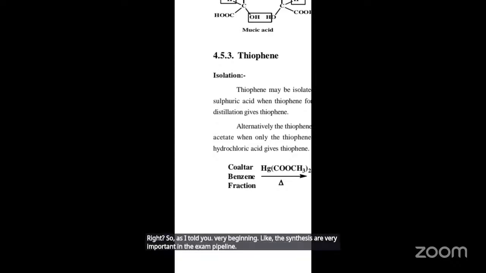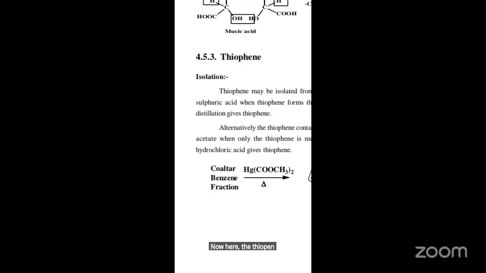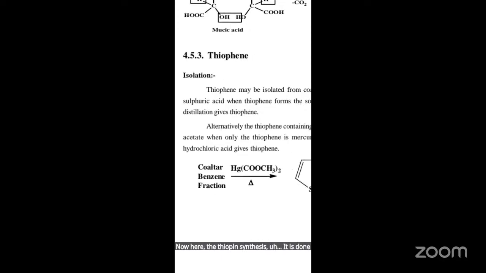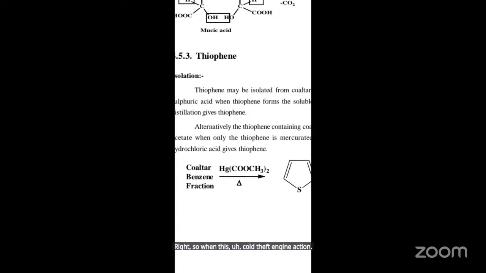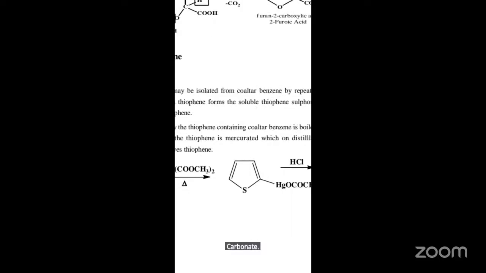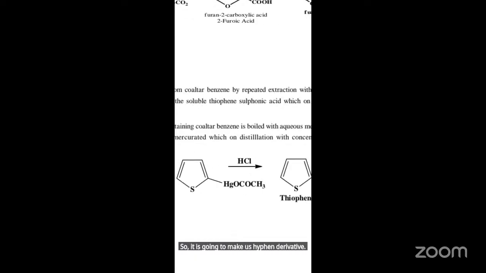Now here the thiophene synthesis is done by taking the coal tar benzene fractions. When this coal tar benzene fraction is heated with mercury carbonate, it is going to form a mercurous thiophene derivative. Then upon reacting with HCl, washing with the mineral acid HCl, pure thiophene is going to form.